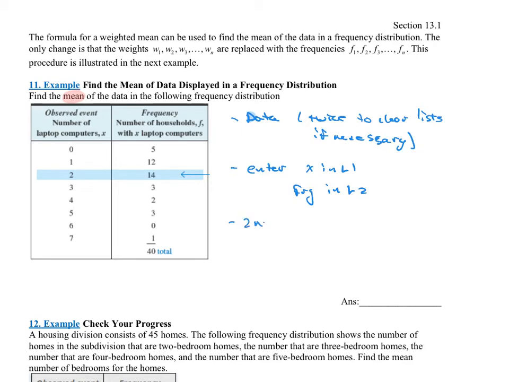Then you're going to hit second data one for stats, and you're going to select one var stats for one variable statistics. For data, you're going to select L1. For frequency, you're going to select L2. Then you're going to hit calc. And then what you look for is X bar in that list. So go ahead and do that, and let's see what you get.